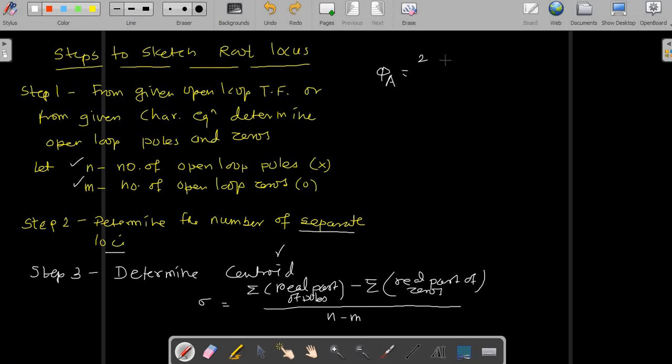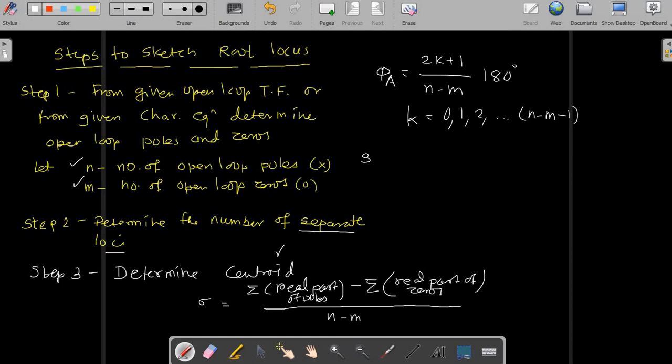2k plus 1 divided by n minus m, into 180 degrees, where this small k is equal to 0, 1, 2, up to n minus m minus 1. Right? This is the angle of asymptotes.